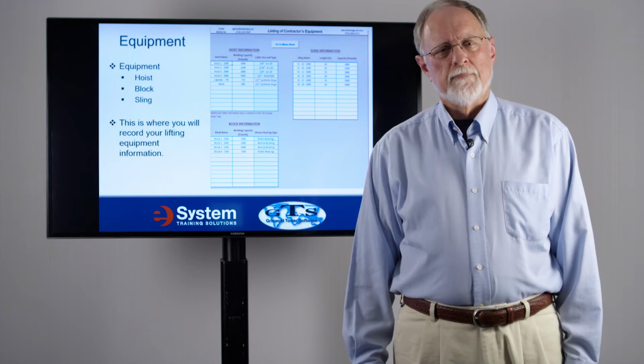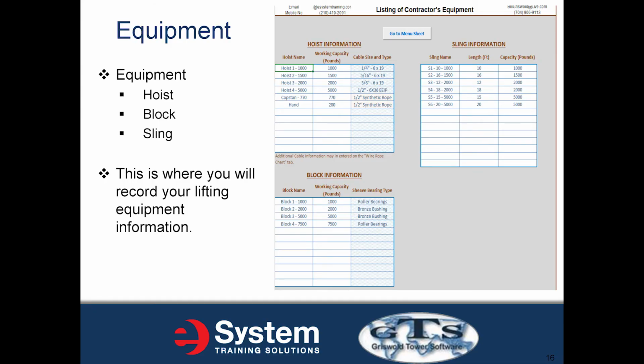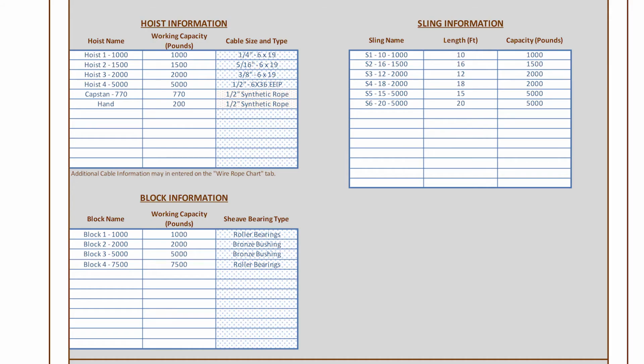The equipment tab. The equipment tab covers your hoist, your blocks, and your slings. And this is where you are going to record all of your lifting equipment information.